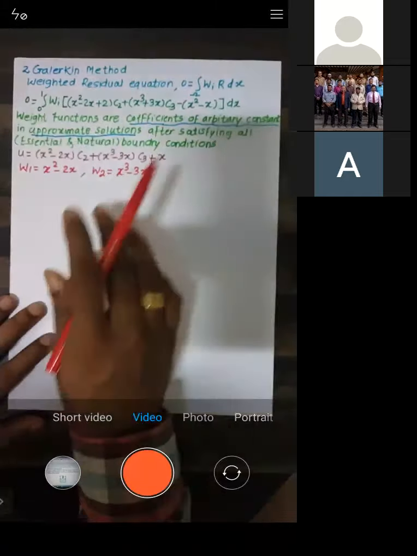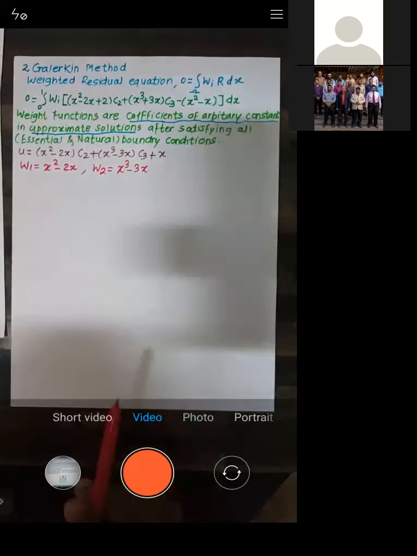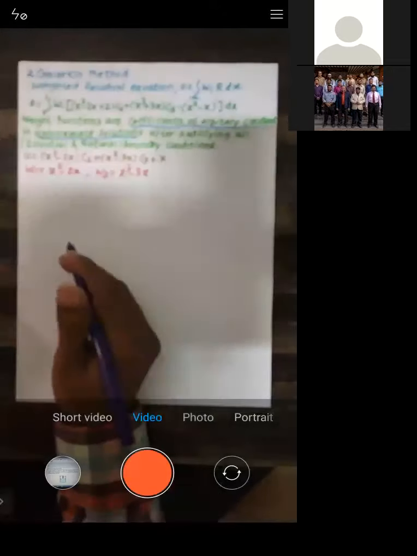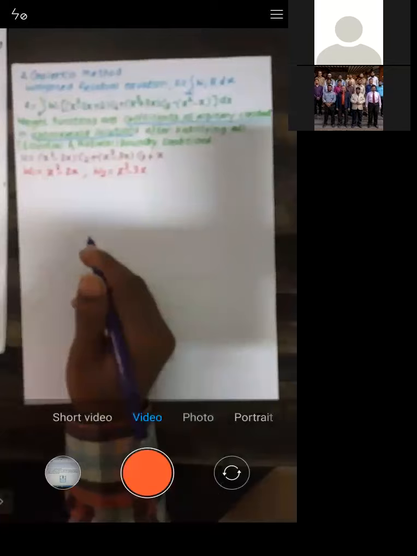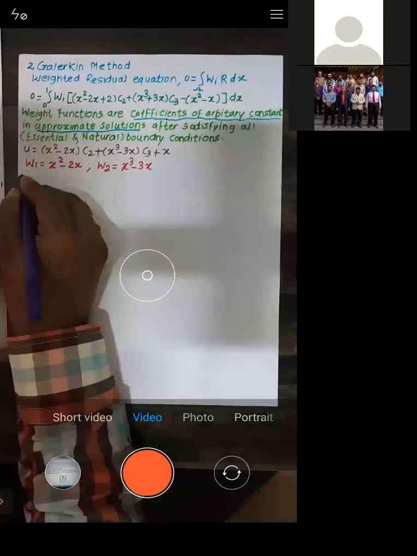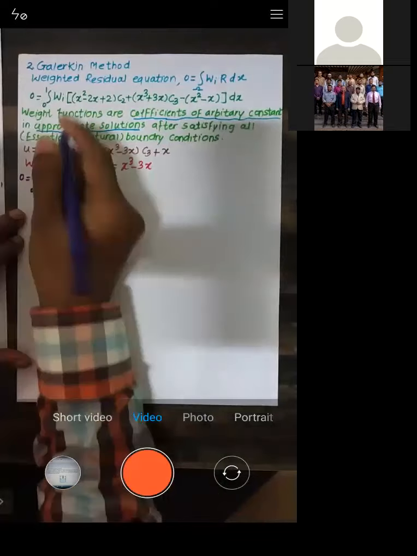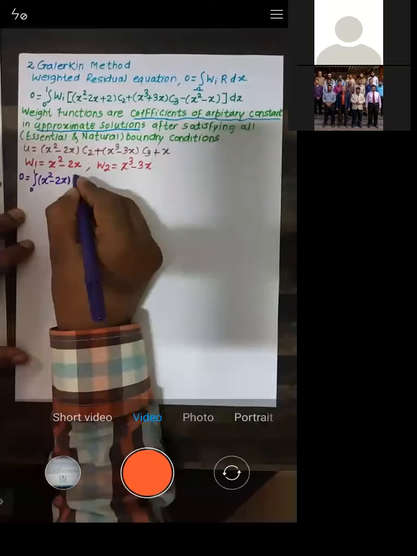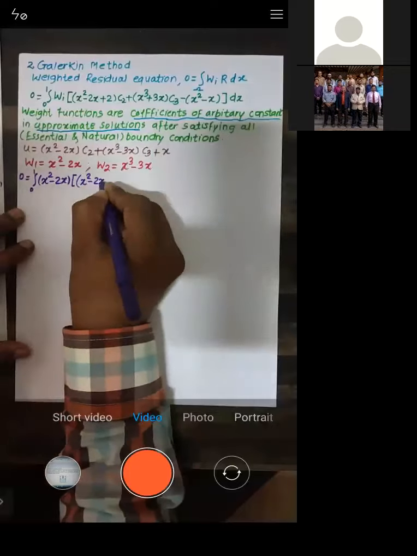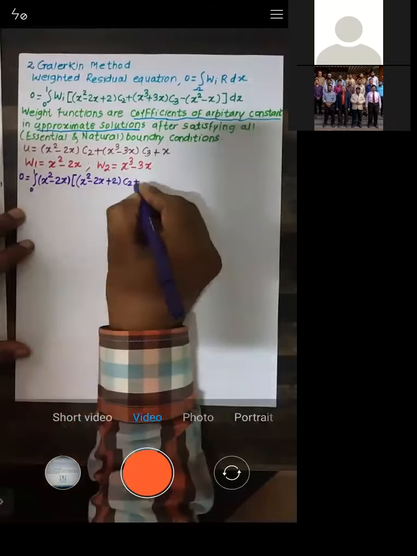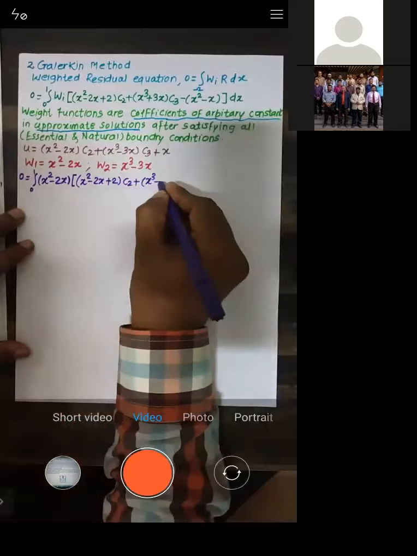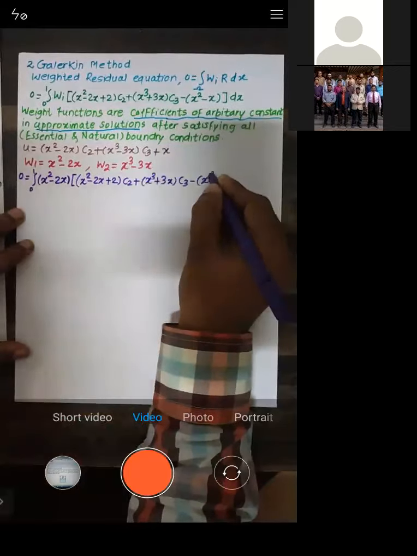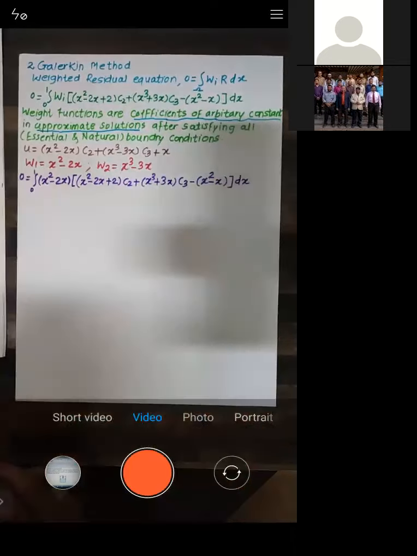Is it okay? Let me know. So let us solve now. I'll write down that 0 is equal to integration 0 to 1, first weight function x square minus twice x, and the rest of the terms as they are: x square minus twice x plus 2 c2 plus x cube plus thrice x c3 minus x square minus x, into dx. Weight function into r into dx.